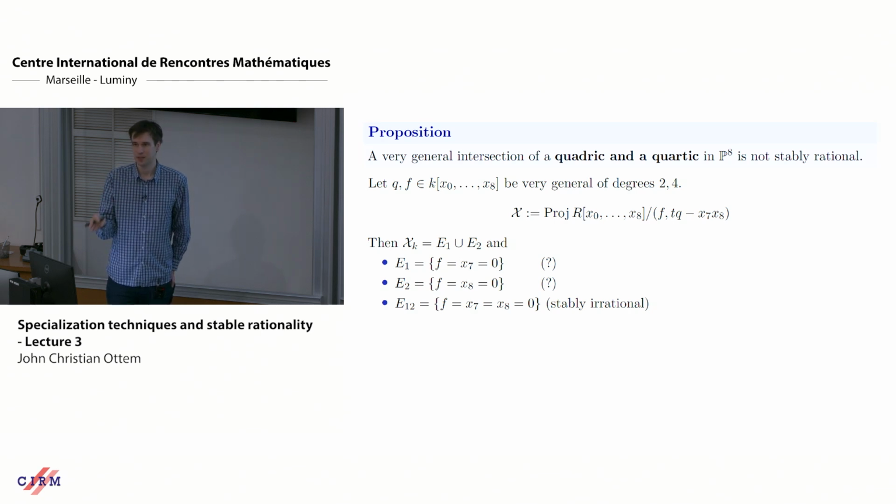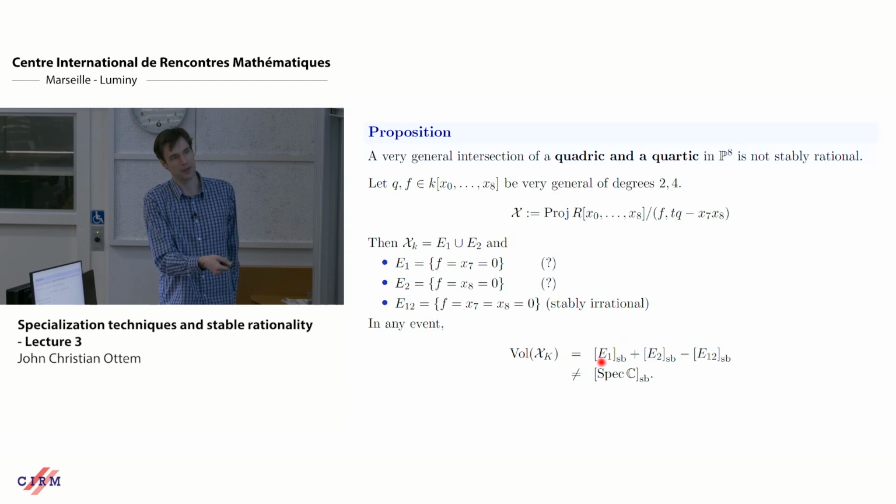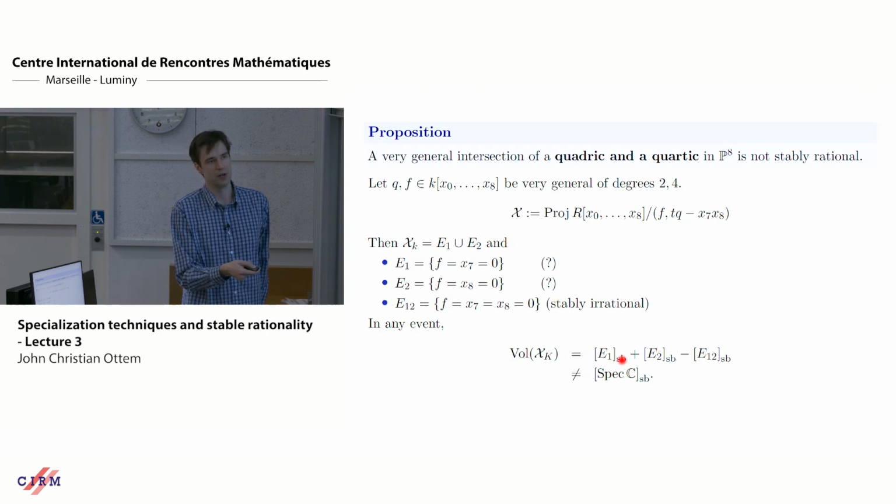So if we take that as an input to this basic idea, then what we do know is that we have something where we don't know. Maybe they're both rational, but it doesn't matter so much. What we end up with is this alternating sum. And there are two cases that could happen: either they're both rational, or both stably irrational, but this we know is stably irrational. So if these are both Spec C, this couldn't cancel out to be Spec C.